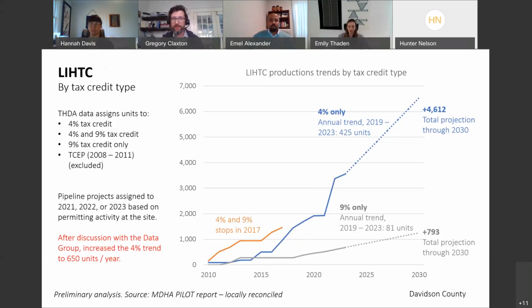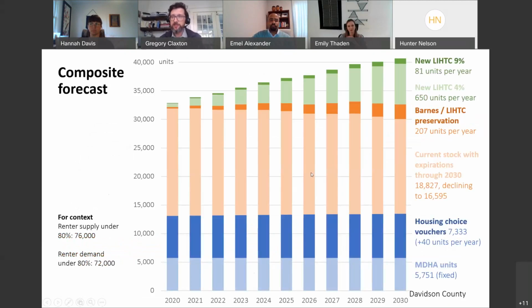The data group landed on actually bumping that up a little bit and expecting 650 units per year through 4%. So what we've done is try to put together a composite forecast based on those trend lines, plus the inventory of current units and how those expire over the next 10 years.